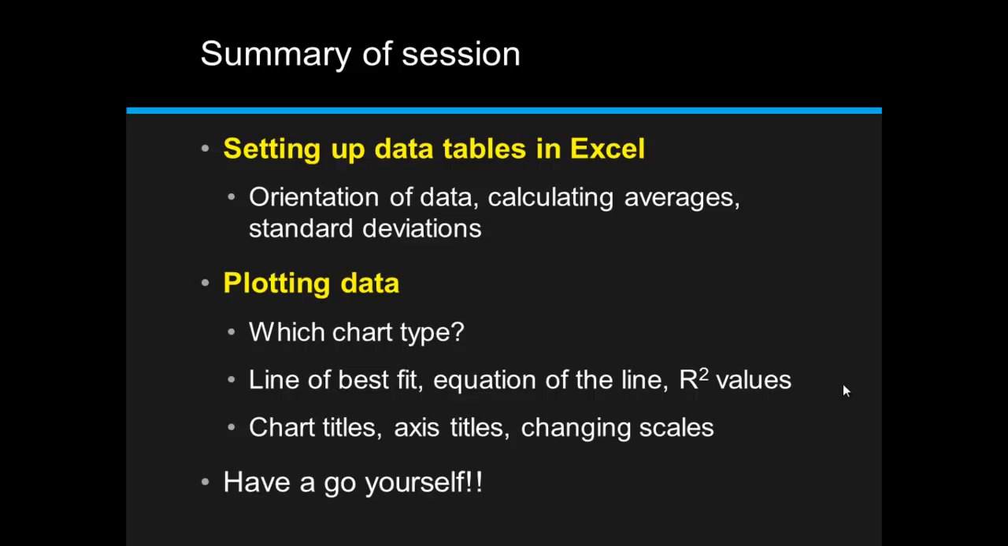So we're going to cover the orientation of the data within Excel, how that should look. We're going to deal with calculating averages and mean values and also standard deviations. Once you have your table of data, we're going to then go through how you would plot that data, which chart type you might choose, whether you might want to consider putting a line of best fit on the chart, whether you might want to consider using the equation for the line, whether you might want to consider looking at other values which you could use to try and help you decide how good your data set is.